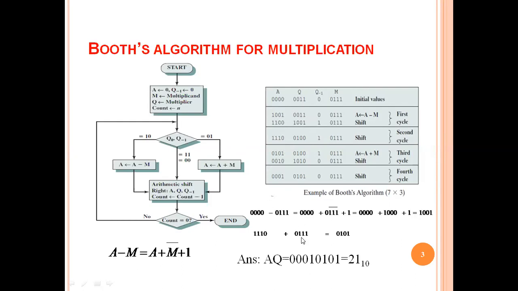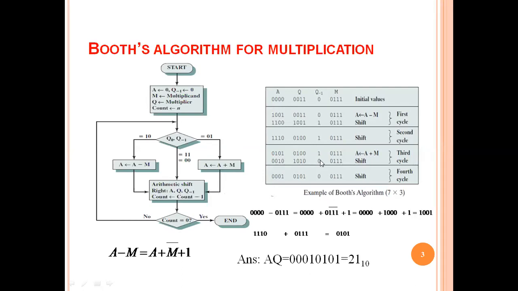Then M is 0, 1, 1, 1. If I sum it, we get 0, 1, 0, 1. So now the value of A is 0, 1, 0, 1, and I put it here. Clear? A is equal to A plus M. This is complete. Now after the completion of this, again we go there, and this is the arithmetic right shift. So here again we are doing the arithmetic right shift.